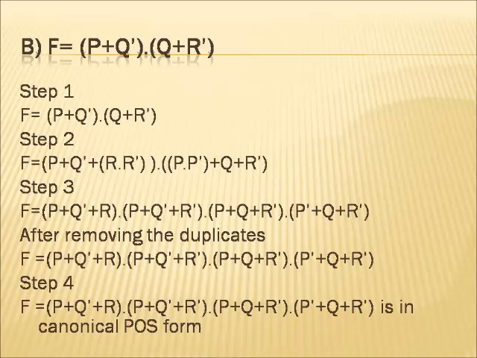So in step 3 we are expanding that. So we will be getting (p + q bar + r)·(p + q bar + r bar), and in the third one you can see (p + q + r bar)·(p bar + q + r bar). Now our next step is we have to remove the duplicates. So after removing the duplicates we are getting the expression in the given format. So you can see that (p + q bar + r)·(p + q bar + r bar)·(p + q + r bar)·(p bar + q + r bar), which is in the canonical POS form.